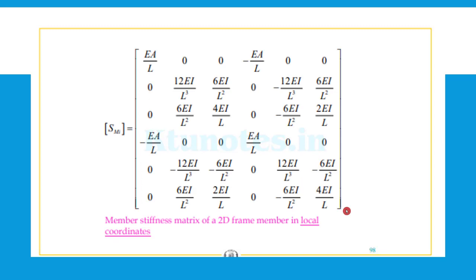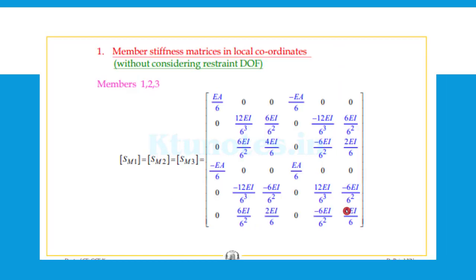So the full matrix will be 1, 2, 3, 4, 5, 6 for the individual element stiffness matrix. The member stiffness matrix of a 2D frame. The member local coordinate is written here, and we need it for members 1, 2, 3. The member stiffness matrix with local coordinates, which are constant, in the restrained degrees of freedom. So SM1 is equal to SM2 is equal to SM3, it will be an identical matrix.